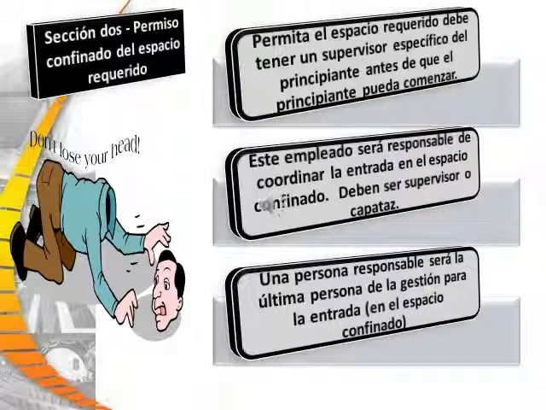A permit required space must have a specific entry supervisor before an entrant can be relieved. This employee will be responsible for coordinating entry into the confined space. They must be a supervisor or foreman. The responsible person will be the ultimate management person for the entrance into the confined space.